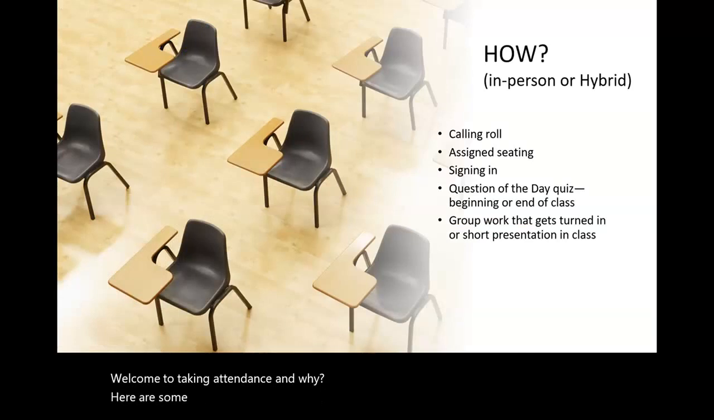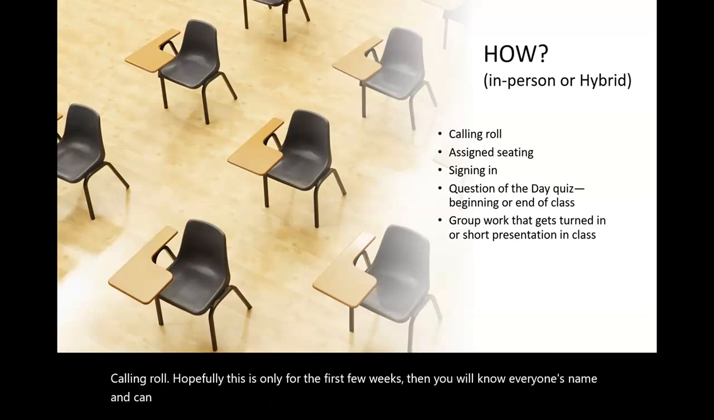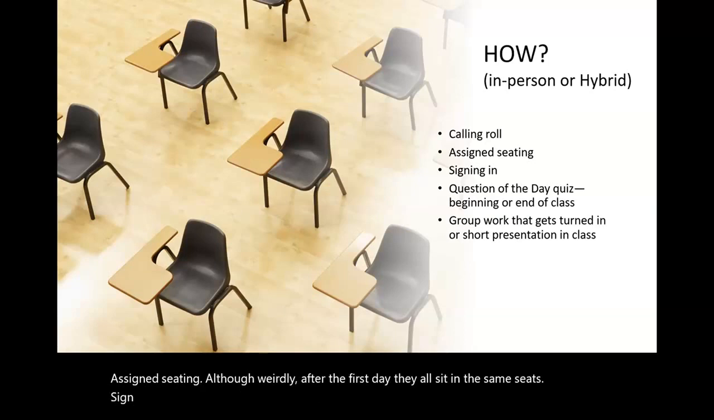Here are some ways to take attendance in an in-person or hybrid class. Calling roll. Hopefully this is only for the first few weeks. Then you will know everyone's name and can just look around the room. Assign seating. Although weirdly after the first day, they all sit in the same seats. Signing in or having a sign-in sheet.